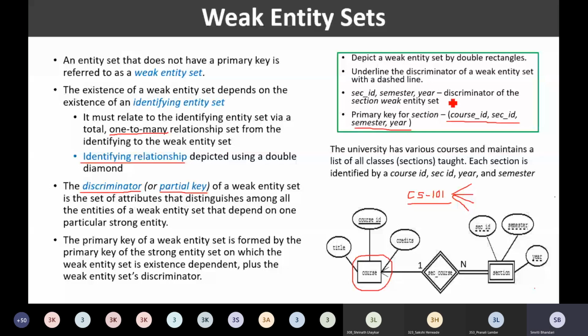Right? So here the discriminator of section is section ID, semester and year. So that is the discriminator for this entity set section, which is a weak entity set, right? And the primary key of the course is course ID. So I'll come up with the primary key of this section as a combination of my partial key plus the associated primary key. Okay, so these four attributes in our example will form the primary key for the section.